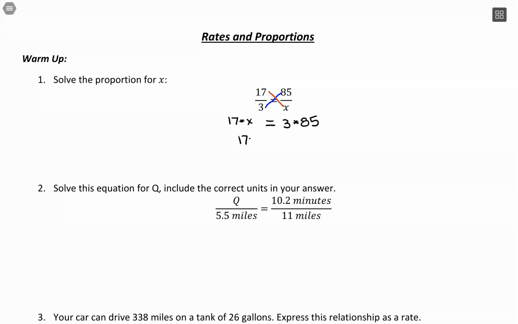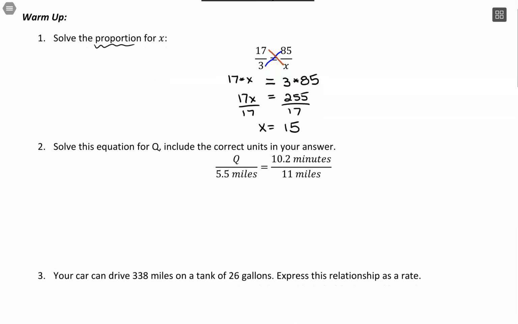So on the left-hand side, it's 17x. On the right-hand side, 255. And then just divide both sides by 17. And we get x equals 15. So when we have this fraction equals a fraction, or fractions, that's what's being presented as a proportion here. It's the same idea. We can use cross multiplication to solve. So let's see what happens when we change this proportion problem to something with units.